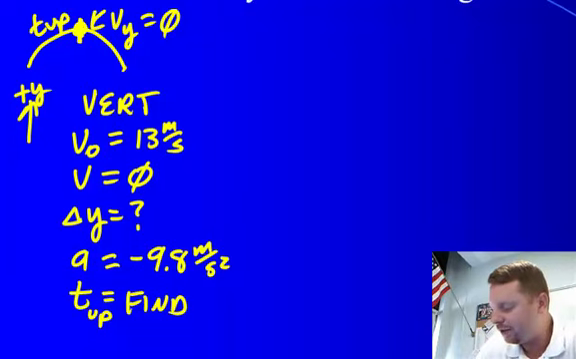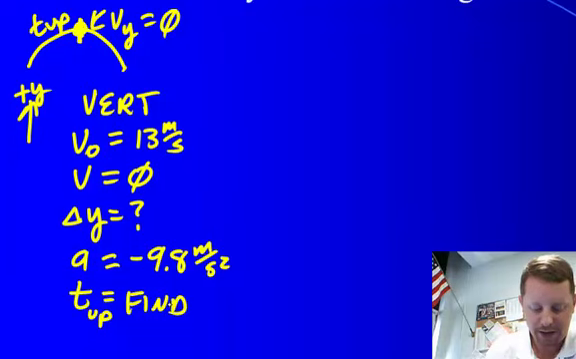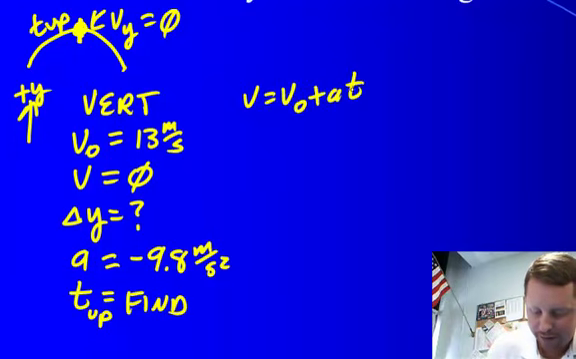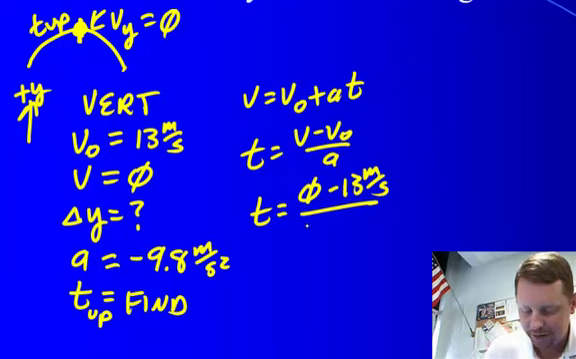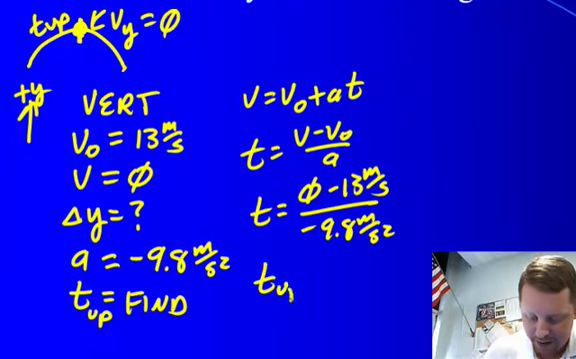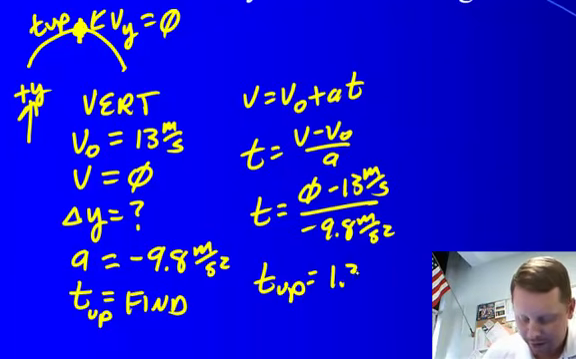Well, that's a pretty straightforward kinematics problem. We know V naught, we know V, we know A, we're trying to find t. So we could say that V equals V naught plus at, or t equals V minus V naught over A. Substitute in with values, with units: 0 minus 13 meters per second over negative 9.8 meters per second squared. And I get our time to go up as about 1.33 seconds.